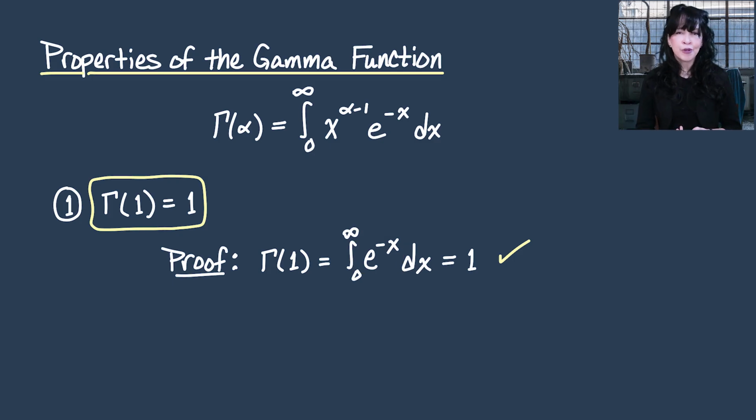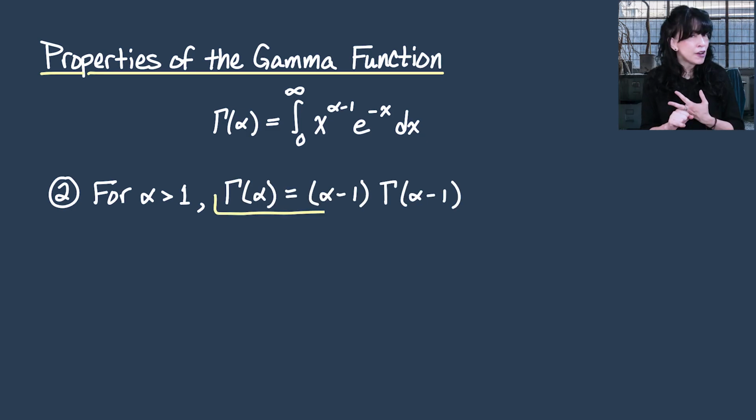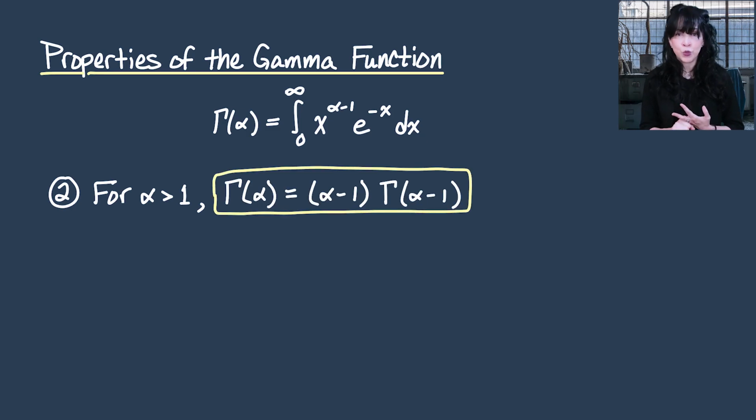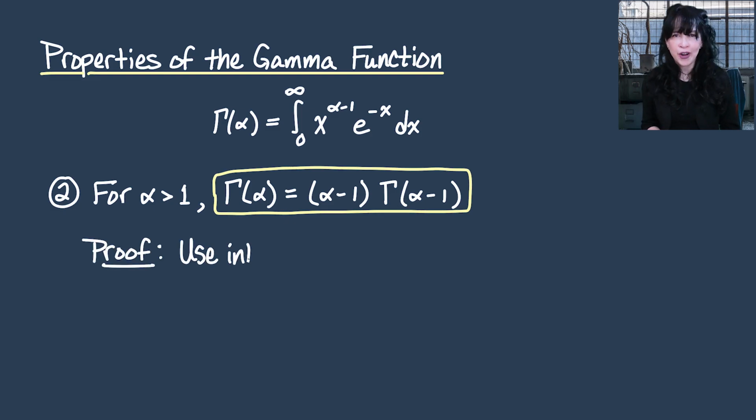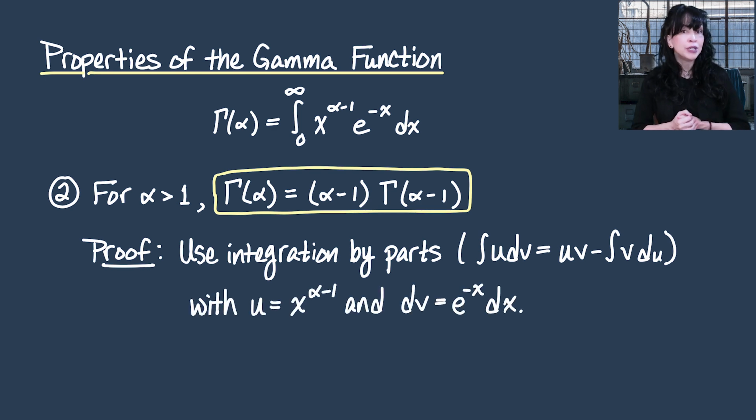The second property for today, again, there are many more, but for today: if alpha is greater than 1, so this is a real valued parameter, and if it's greater than 1, then gamma of alpha is equal to alpha minus 1 times gamma of alpha minus 1. I'm going to get you started on how to do this, and that is with integration by parts. So you'll recall that the integral of u dv is u times v minus the integral of v du. In this case, take u to be x to the alpha minus 1 and dv to be e to the minus x dx, and go.